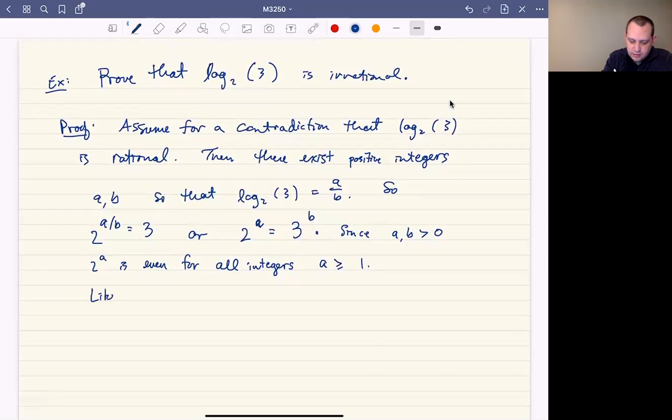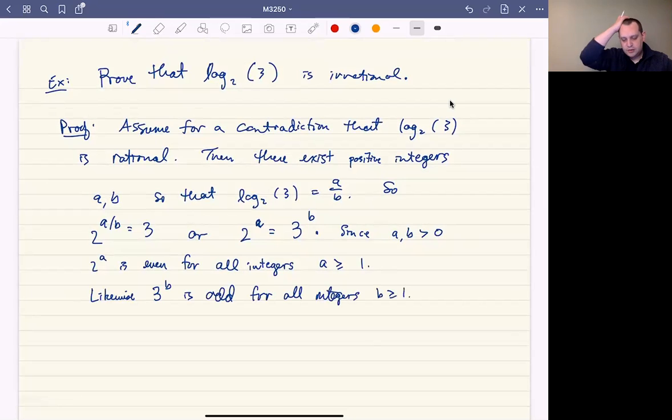And then likewise, 3 is odd, so 3 to the b is odd for all integers b greater than or equal to 1. Okay, so if you take an integer, again, you could do this by induction if you want. There's a few other things that you could do here. But 3 to the b is odd for all integers b. So you should be able to prove these. So I'm just going to put little red stars here. Try and prove those on your own. Prove that 2 to the a is even for all integers a greater than or equal to 1, and 3 to the b is odd if b is greater than or equal to 1 for an integer.